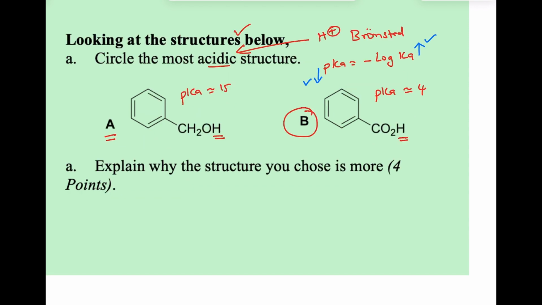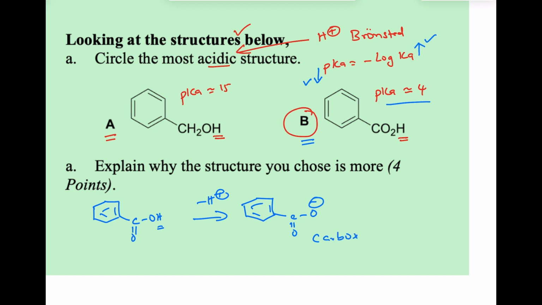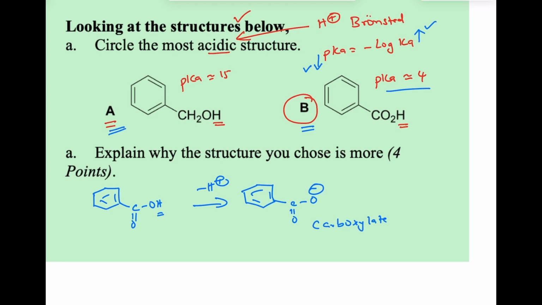So let's explain why we chose B as the answer. And the first explanation is that B has a lower pKa and a higher Ka, making it a stronger acid. The other explanation is to consider the conjugate bases formed. So if you look at the carboxylic acid, if it loses a proton, so it loses this hydrogen, you end up with a carboxylate ion. Compare that to A, where you're starting with an alcohol, and then again lose a proton, and now you end up with what's called an alkoxide ion.